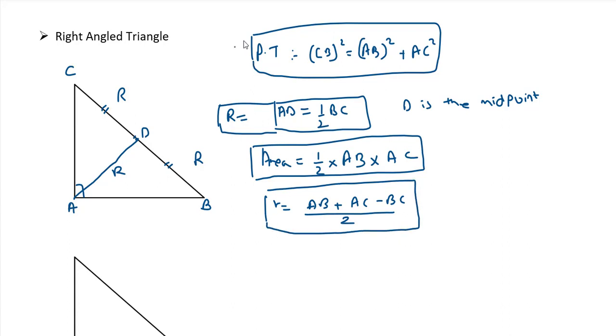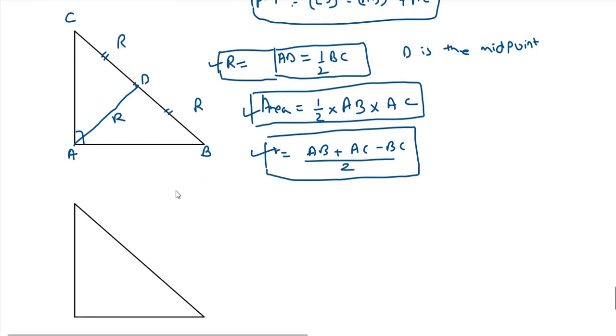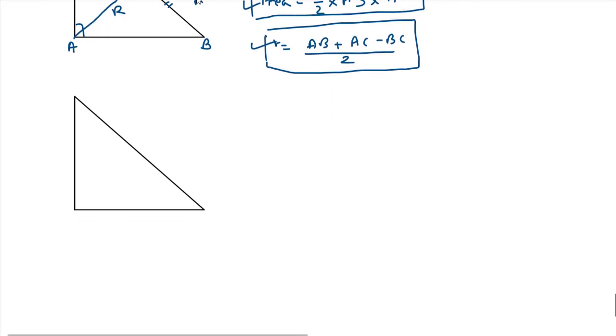So these are the important formulas related to a right angle triangle: the Pythagoras theorem, the formula for circumradius, the formula for inradius, and the area of triangle. Now let us consider another case where the point D is not at the midpoint, but the line AD is such that it is perpendicular to the side BC. Let us see how this diagram will look like.